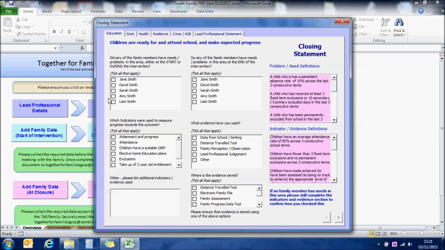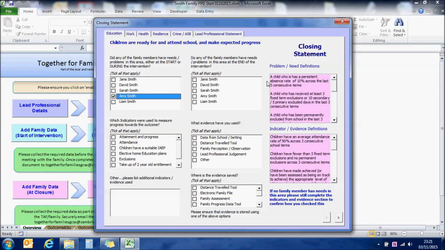The first box asks that we identify any family members who had needs in this area either at the start or during the intervention. You would confirm this by ticking the box. For this example, Amy had needs in this area. Using the definitions on the right-hand side, Amy had a persistent absence rate of 10% across the last 3 consecutive terms. It is important to identify if there were needs in this area at the end of the intervention.